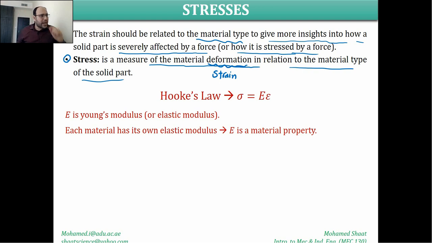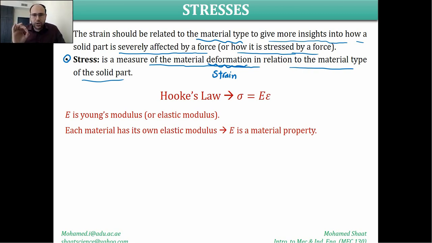So that's why in the mechanical design course, when we do design for any mechanical component, as I mentioned in the previous videos, the first step is to do force analysis. Find the forces acting over this part. Then the second step is to calculate the stresses. Why stresses? Because I would like to know how severely this mechanical component will be affected by the force.